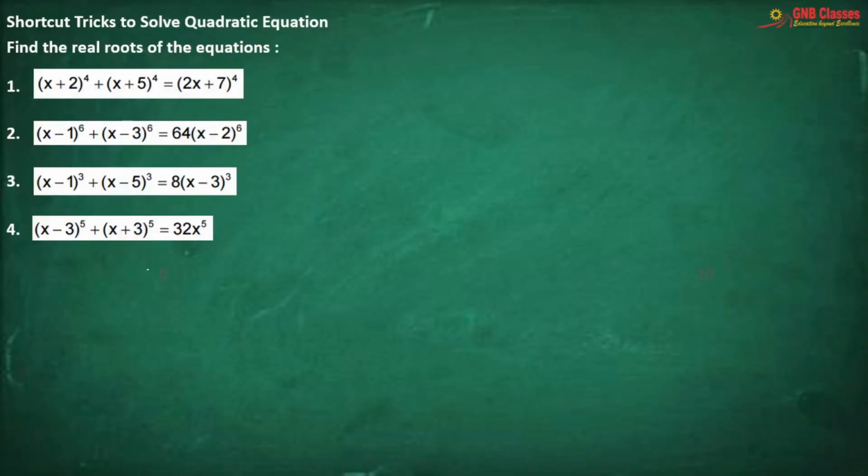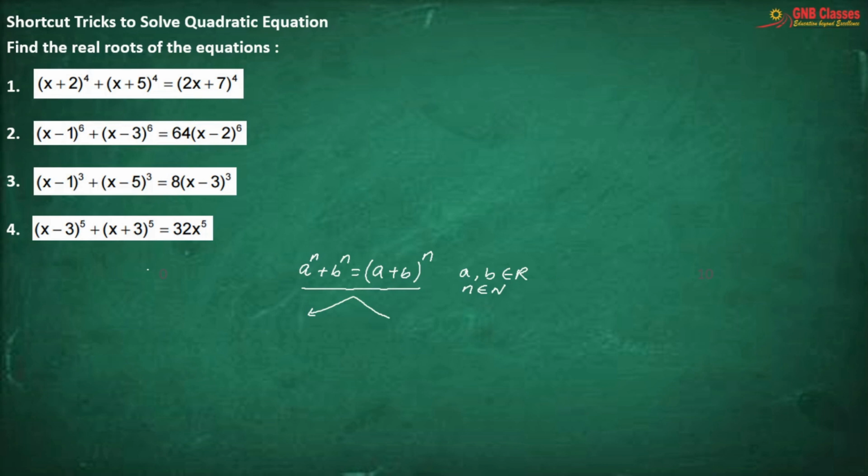To solve this kind of problem, you must see that if the equation is in the form of a^n + b^n = (a + b)^n, where a and b are real numbers and n belongs to any natural number. If this form comes, then we have to check only one thing, and that one thing is n is even or n is odd.